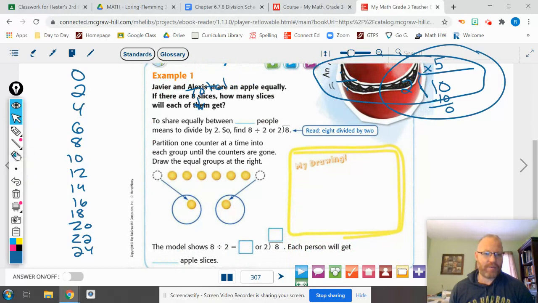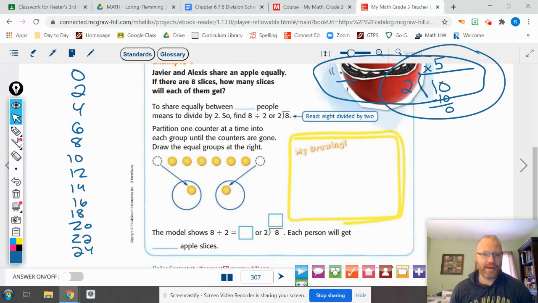So today's example states, Javier and Alexis share an apple equally. So they have an apple, and it shows here they have an apple. How many apples is an apple? Okay, so there's one apple. There's two people. Now it says they are going to cut the apple into 8 slices. How many slices will each of them get?